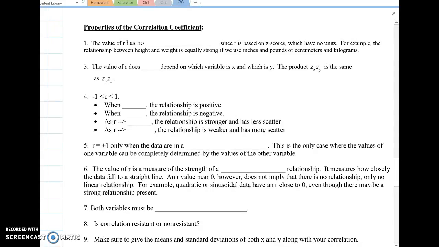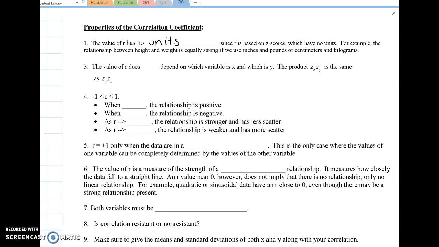The r value has absolutely no units. So if you notice, I said before, it standardizes it into the z-score, so there's no units involved in the r value. So height and weight, it doesn't matter if you measure height in centimeters, inches, whatever, or kilograms or pounds for the weight, you still have that same association. So it doesn't matter what units are in, the r value has no relationship to what the units are.